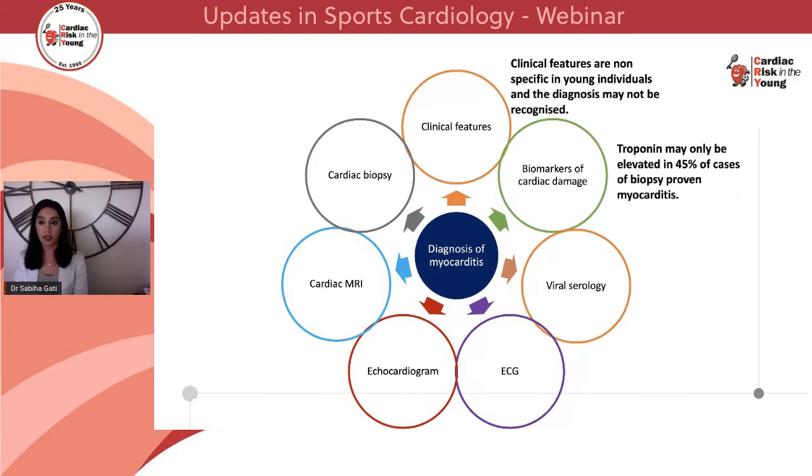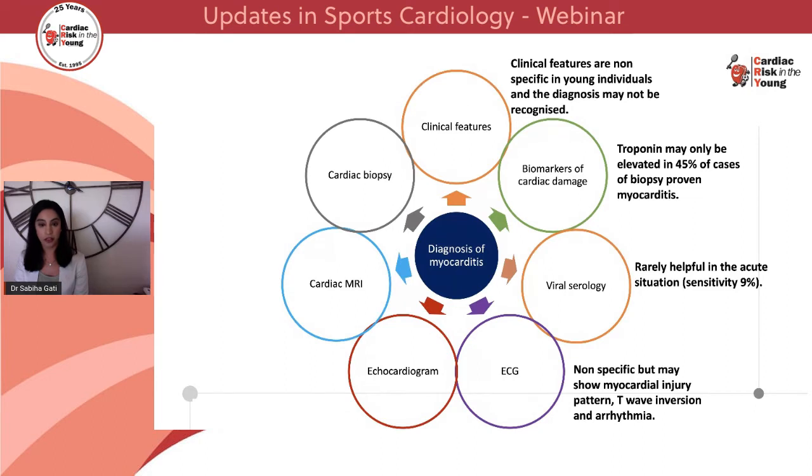Troponin levels may only be elevated in 45% of cases of biopsy-proven myocarditis. Viral serology tends to be non-specific with a sensitivity of only 9%. The ECG features in this condition are also non-specific, and you may identify T-wave inversion or some arrhythmias. Echocardiography is really clinically useful in severe cases.